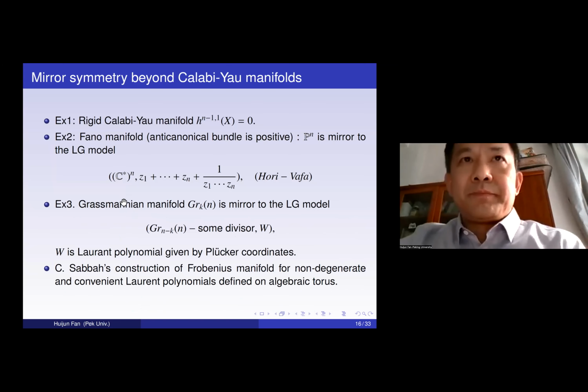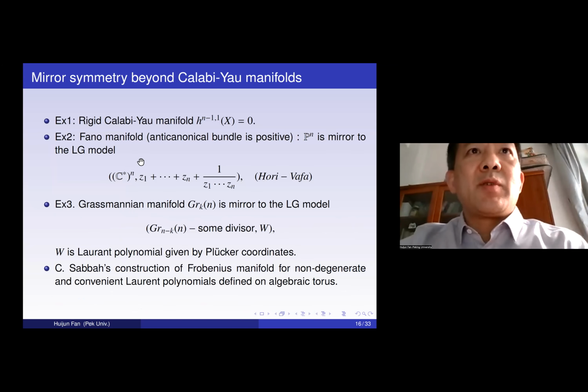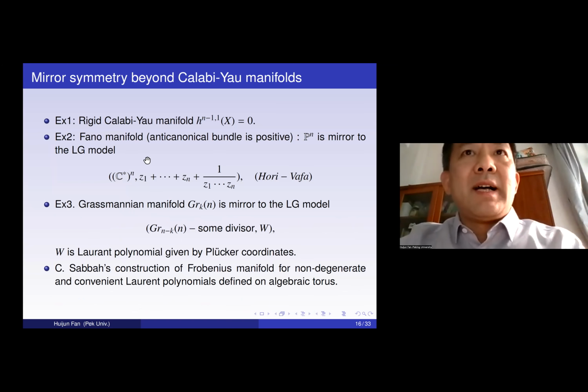And then let's consider mirror symmetry beyond Calabi-Yau manifolds. We have several reasons to consider mirror symmetry that contains not only Calabi-Yau manifolds, but other geometrical objects.